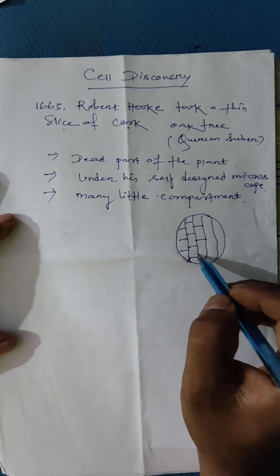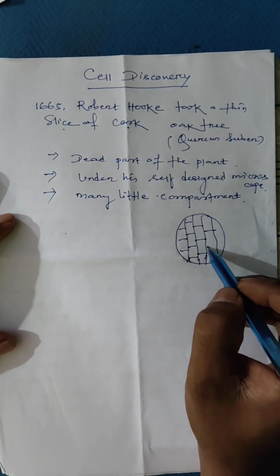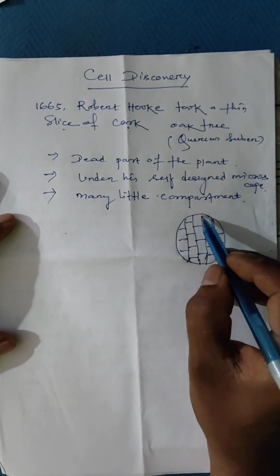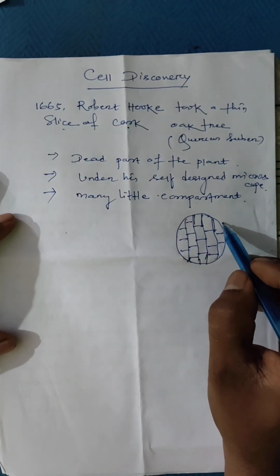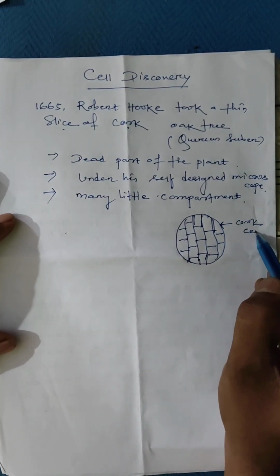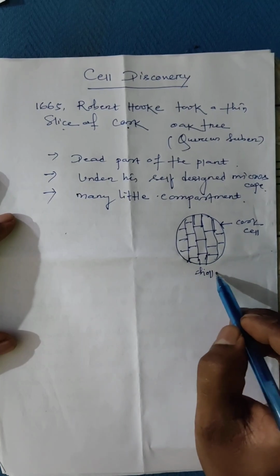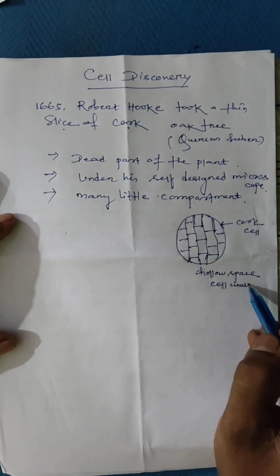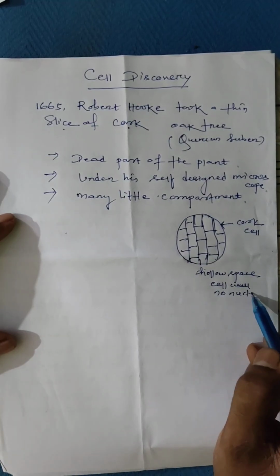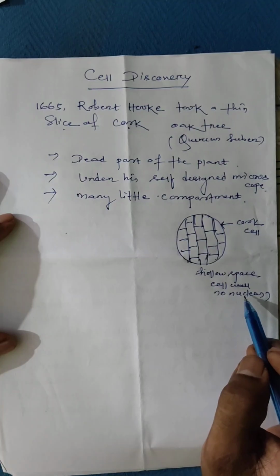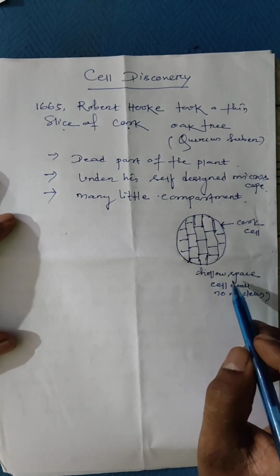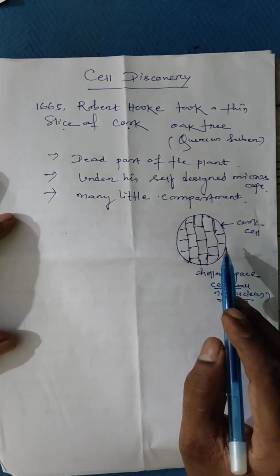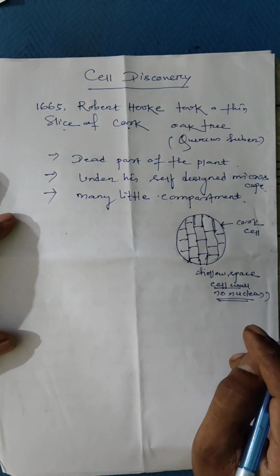He saw many empty spaces bounded by cell wall. So these are the dead cells, and these cells have only cell wall. This is hollow space. It has only cell wall. It has no nucleus. The cell discovered by Robert Hooke was a dead cell, and this cell has only cell wall, but it has no nucleus, because dead cells have no protoplasm, so there is no nucleus.